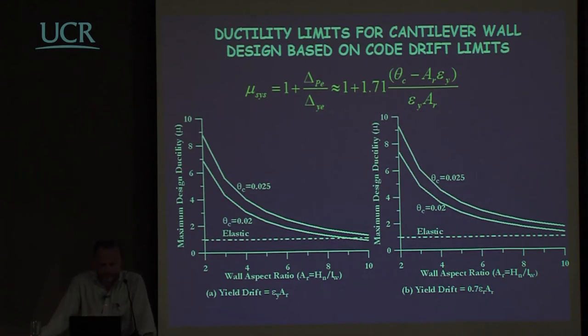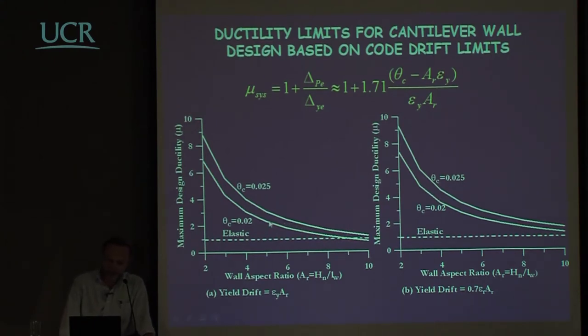What happens if you look at this ductility limit for cantilever walls based on drift limits? Well, you will see immediately, looking at the elastic situation, which is down here, is a straight line, and we are looking here at the maximum design ductility that you can use. You will immediately see that if you go beyond a level of, in this case, 9, because this is coherent with what we did in the previous slide, you cannot anymore have any ductility that you can use.